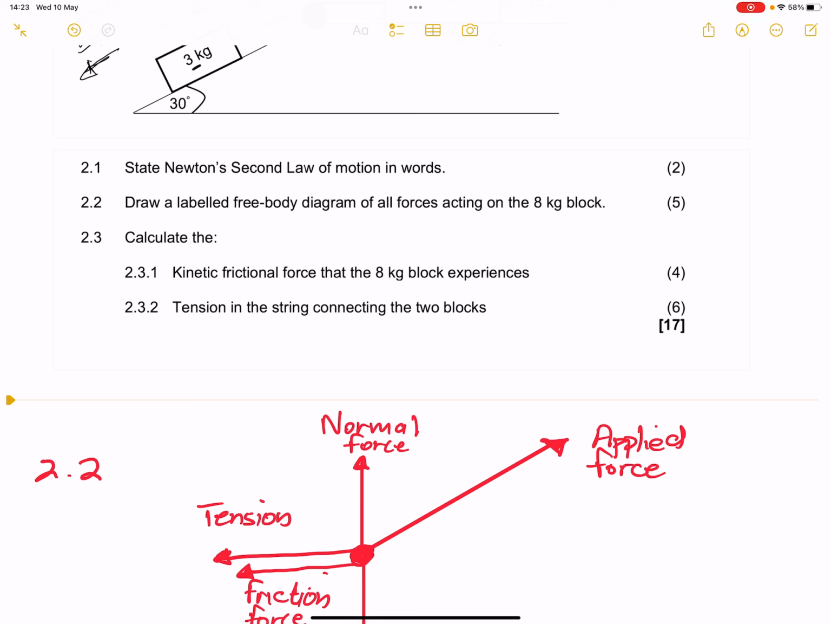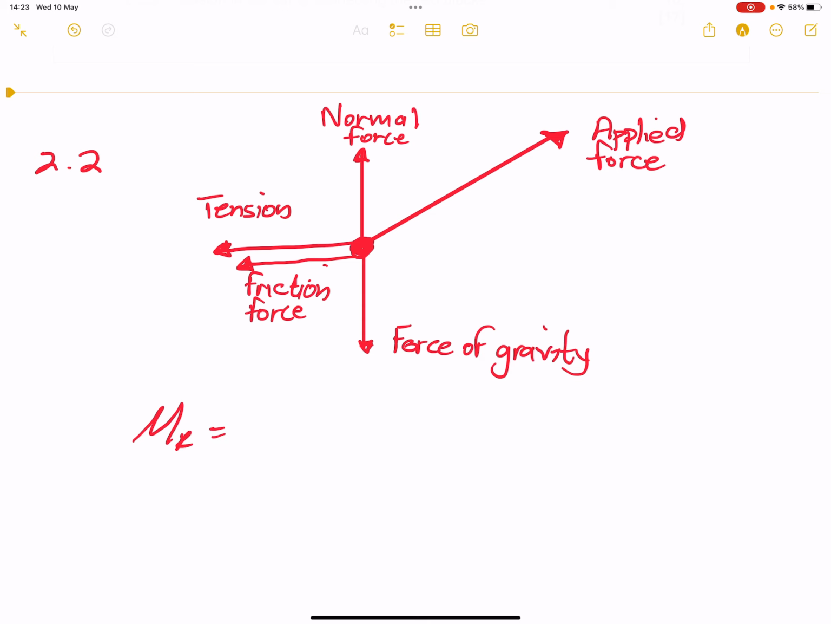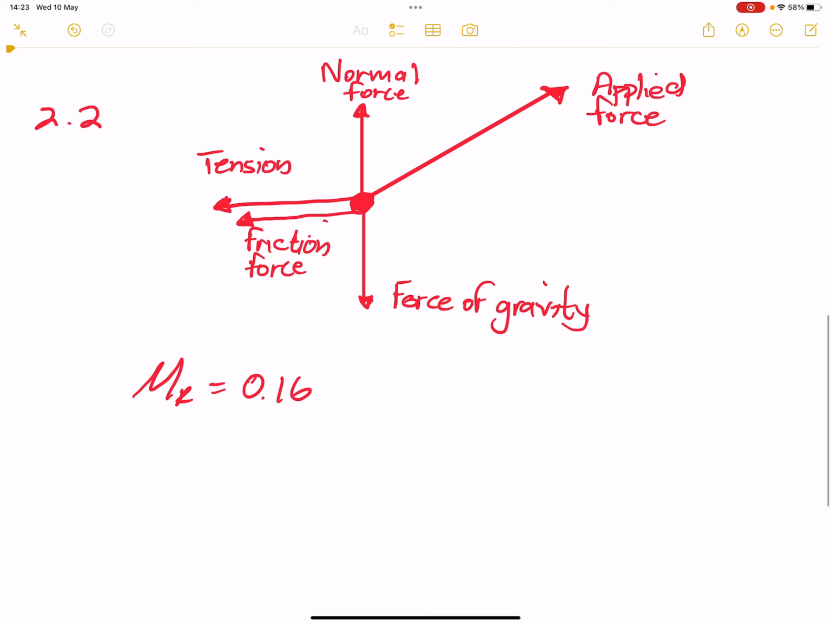They say calculate the kinetic frictional force that the 8 kg block experiences, right? Now remember, we're given a coefficient of friction of 0.16. So in this case, that's going to be the coefficient of kinetic friction, because we know that we're dealing with a system that is moving, right?